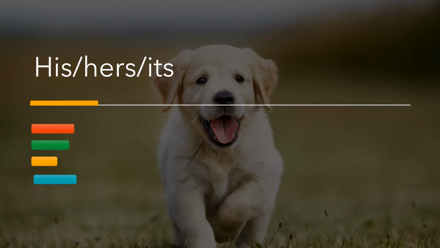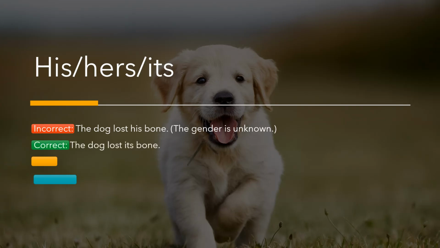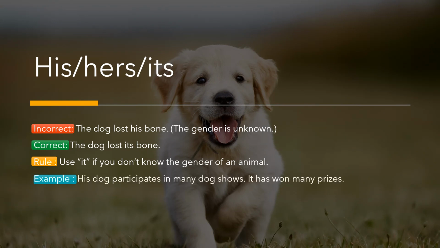His, hers, and its. The dog lost his bone. Gender is unknown. The dog lost its bone. Use it if you don't know the gender of an animal. His dog participates in many dog shows. It has won many prizes.